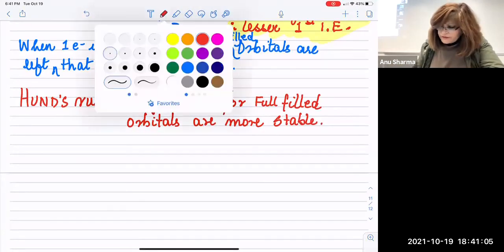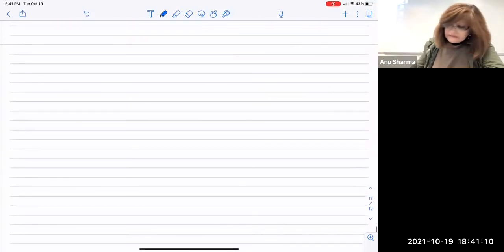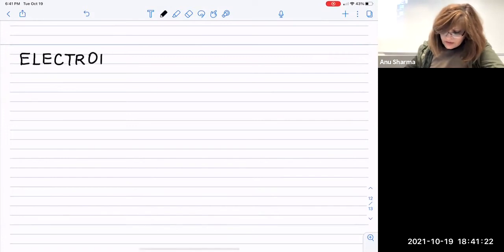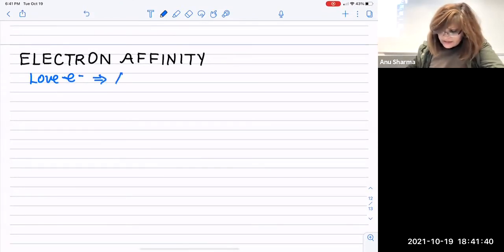Okay, half-filled and full-filled orbitals are more stable. All right, so we get this. Now the last piece is the electron affinity. Electron affinity and the ionization energy are similar, but this one applies to the non-metals. They realized much later, when they discovered the non-metals, that there are some elements that love electrons. They attract electrons towards themselves, and they form anions.